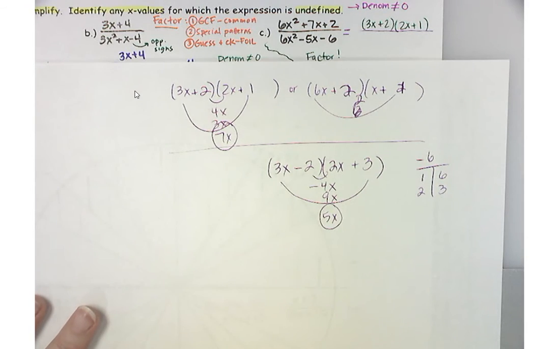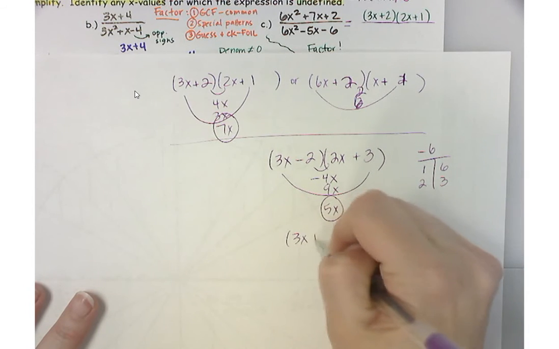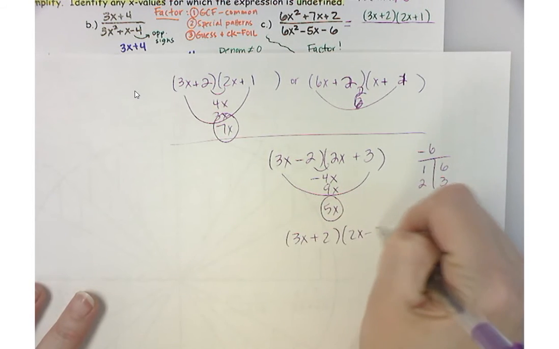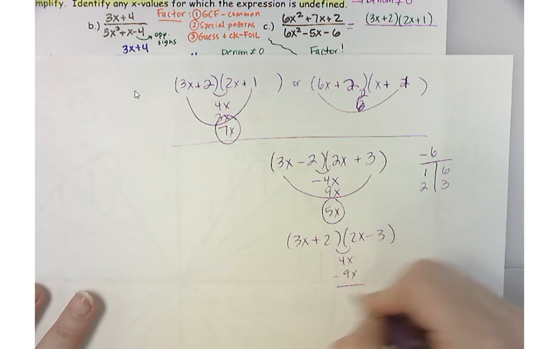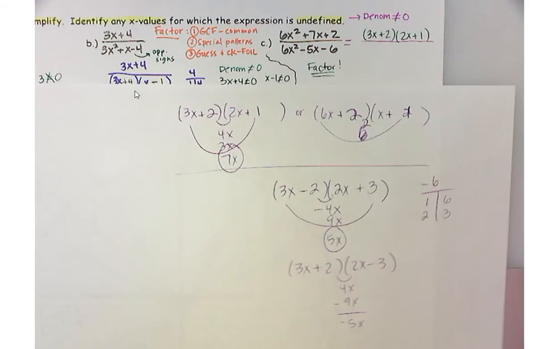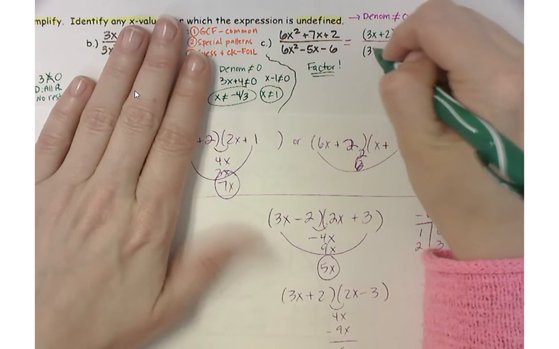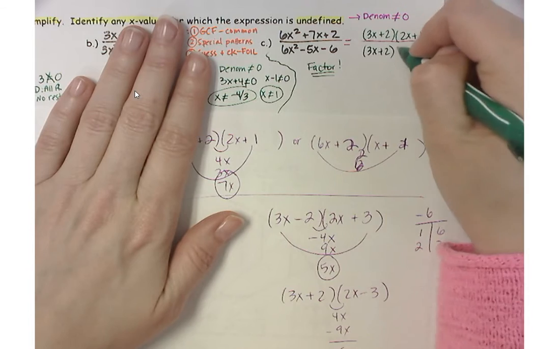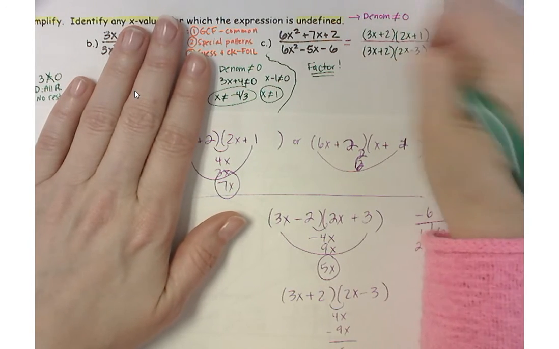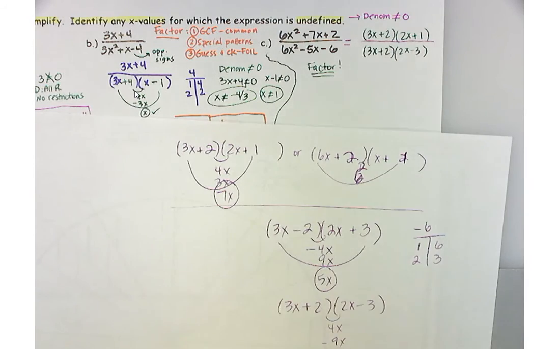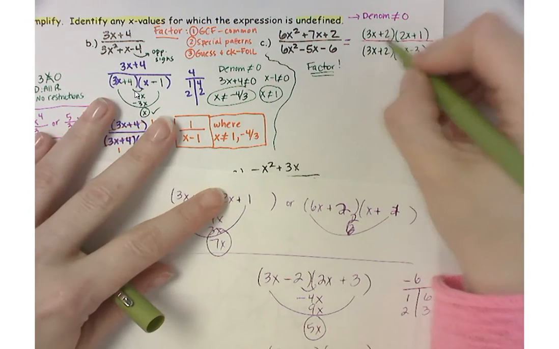And there, I'm writing out my checking. I know that some of you can do the checking part in your head. And then from there, you can cancel out your common factors. So 3x plus 2 divided by itself will make 1. So then your final answer is going to be 2x plus 1 over 2x minus 3. You cannot cancel out the 2x's. Okay, this is your final answer.